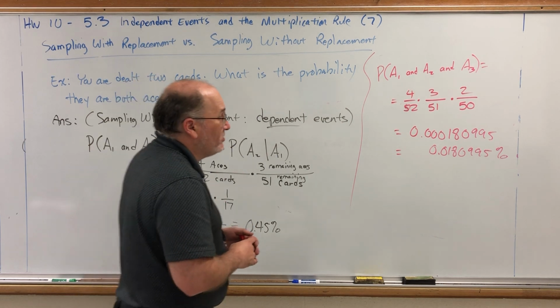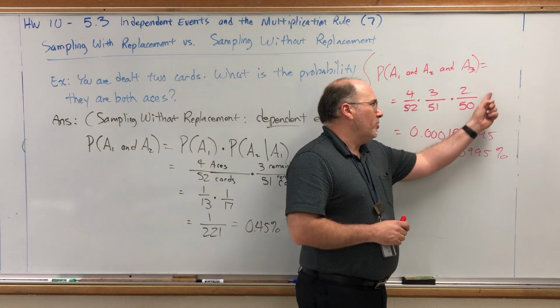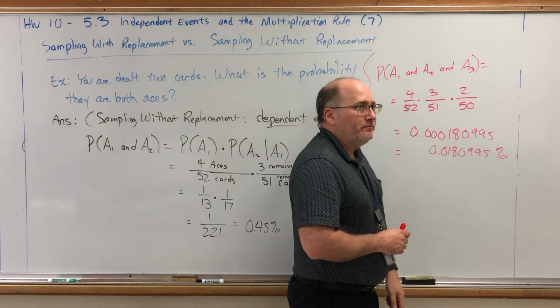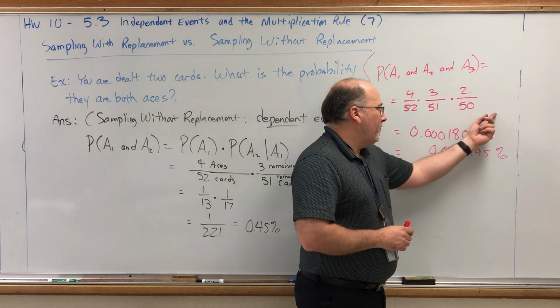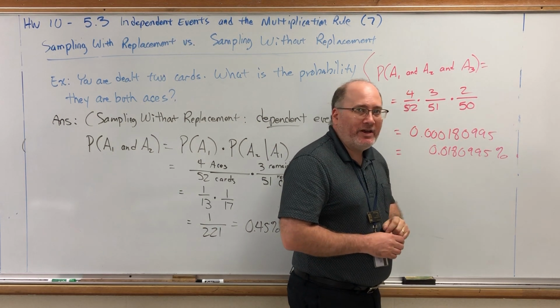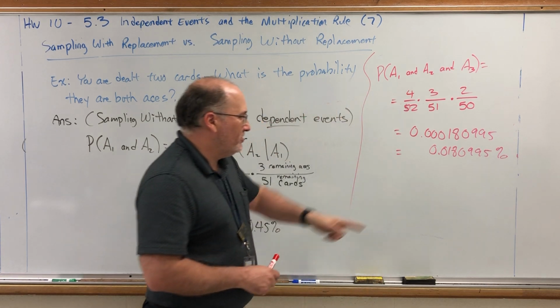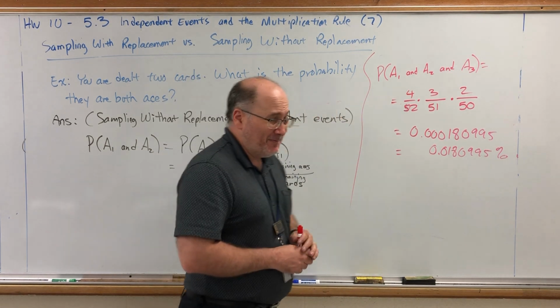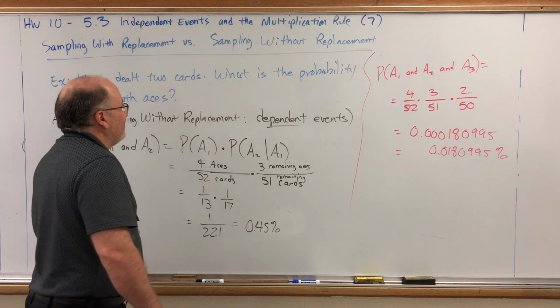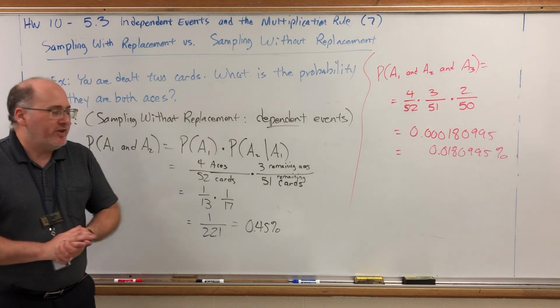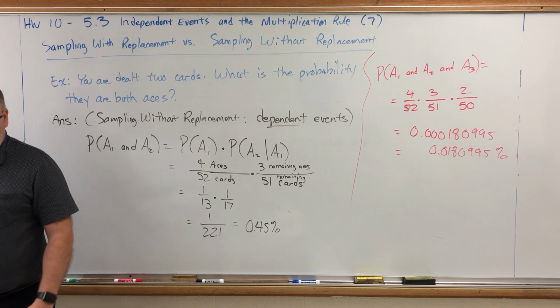And we could do 4 aces. If we did 4 aces, do you know what the 4th fraction would be? Well, there would be 49 cards left and only 1 ace remaining. So getting 4 aces in a row, just divide that by 49 and it gets even smaller. So that's an example of sampling without replacement. In the next video, we'll take a look at sampling with replacement.